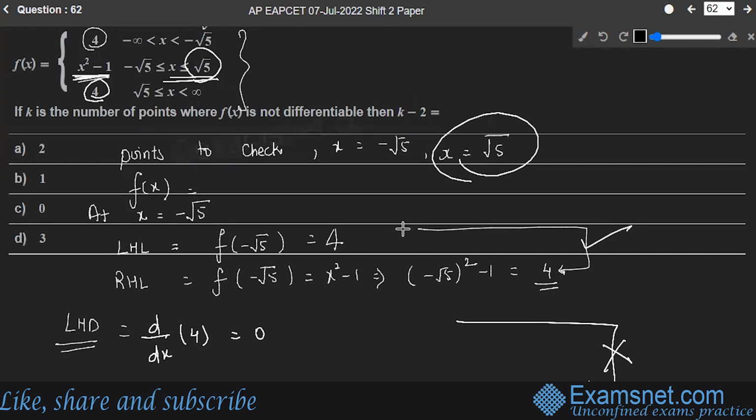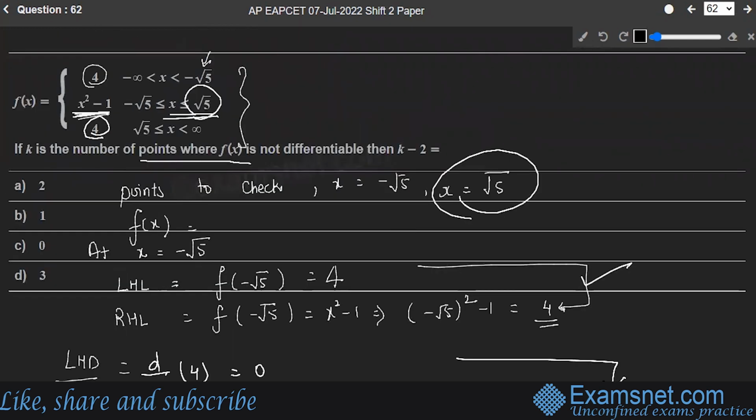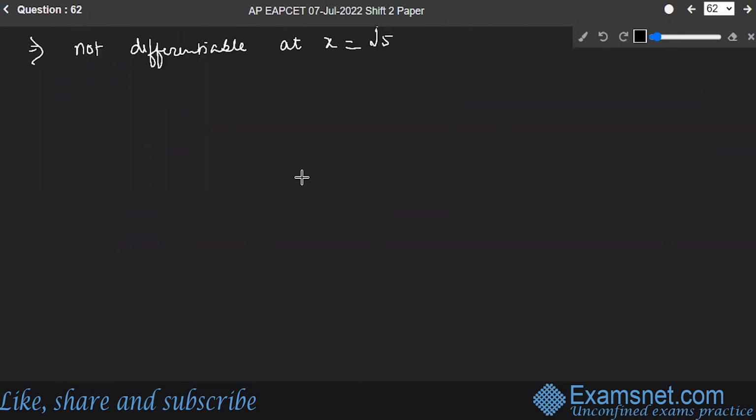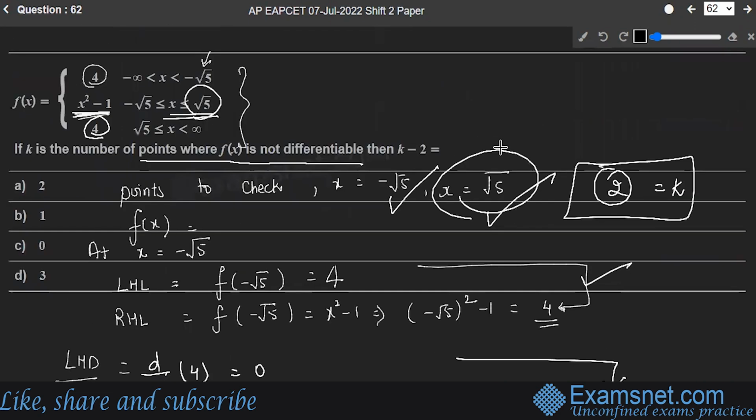Now, what is it saying about k? k is the number of points where f(x) is not differentiable. How many points were there? There were 2 points where f(x) was not differentiable. That means k is equal to 2. And what is k minus 2 then? That is 0. Let's check. Option C is the correct answer to the question. Hope you're clear with this.